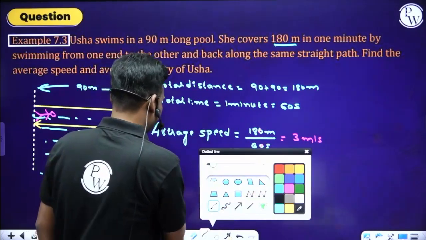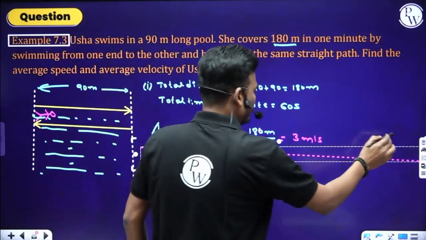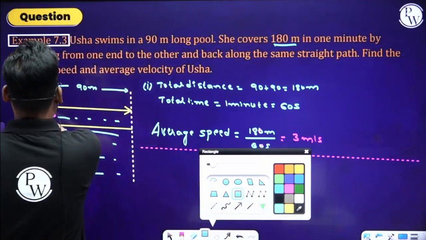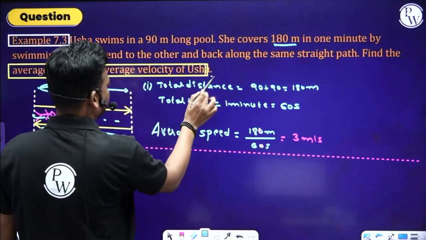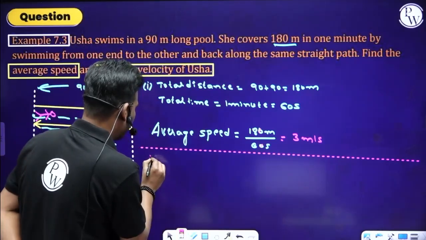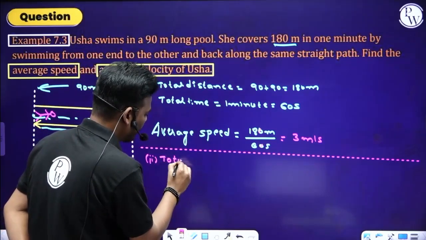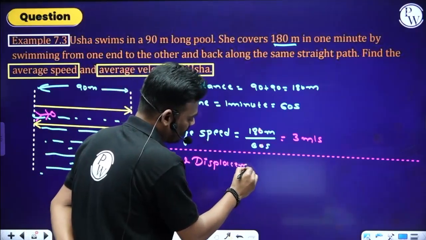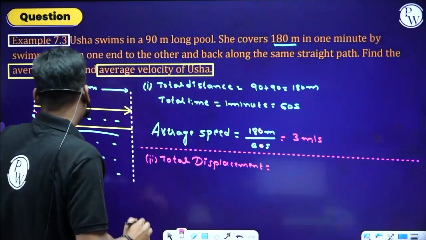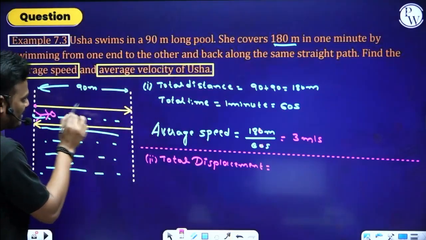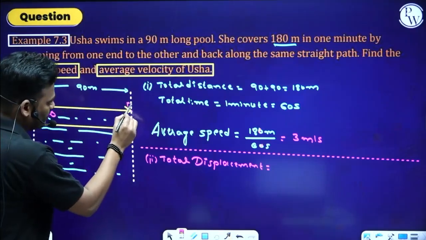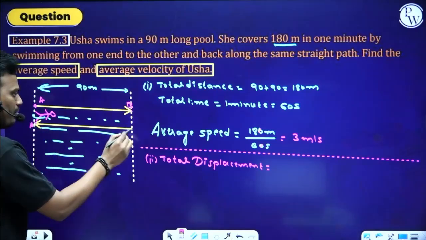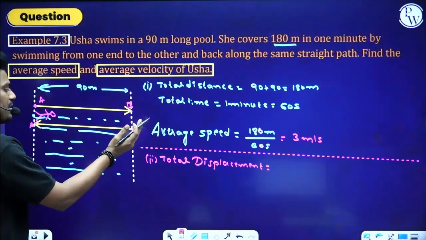And the next case, what are they asking? Average speed is done, and now the average velocity of Usha. So in the second case, what is the total displacement? See, Usha has started from this position and reached this point. For example, this is point A and this is point B. Usha has reached B and again come back to the same position, A. So 90 meter in one direction, 90 meter in another direction.